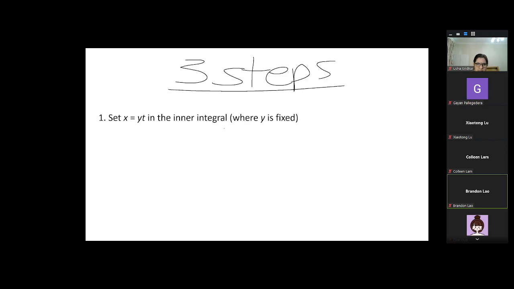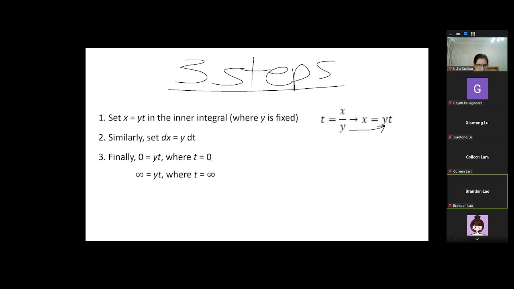First, let's set x equals yt in the inner integral, where y is fixed. We get this by equating t equals x over y, which becomes x equals yt when bringing over the y. In the same fashion, let's set dx equals y dt. And finally, 0 equals yt where t equals 0, and infinity equals yt where t equals infinity.